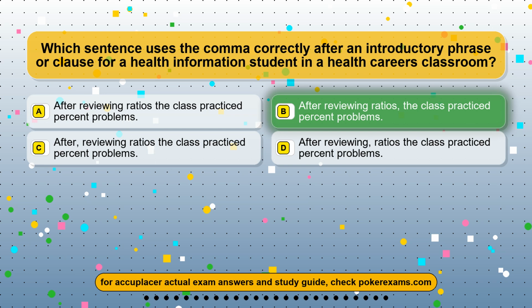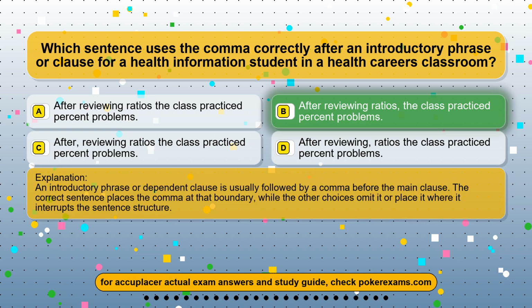The correct answer is option B. After reviewing ratios, the class practiced percent problems. An introductory phrase or dependent clause is usually followed by a comma before the main clause. The correct sentence places the comma at that boundary, while the other choices omit it or place it where it interrupts the sentence structure.